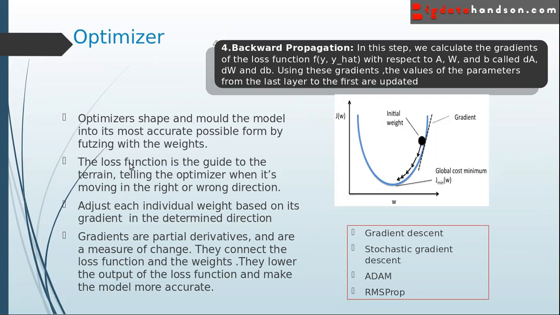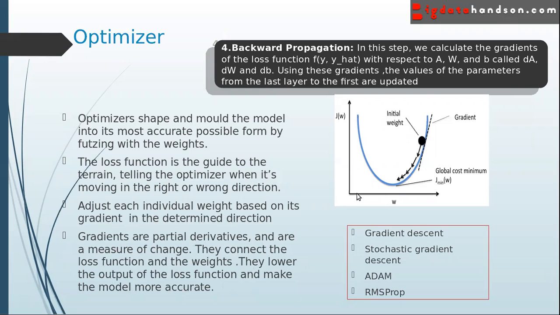The loss function is the guide to the terrain, telling the optimizer when it's moving in the right or wrong direction. It adjusts each individual weight based on its gradient in the determined direction. Gradients are partial derivatives and are a measure of change. They connect the loss function and the weights. They lower the output of the loss function and make the model more accurate.